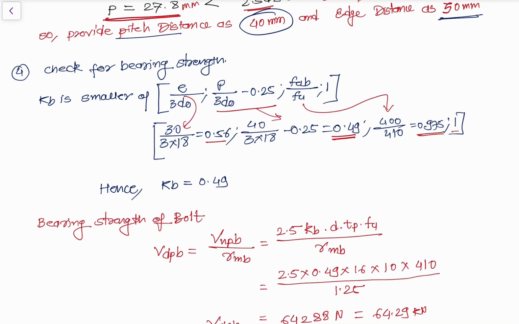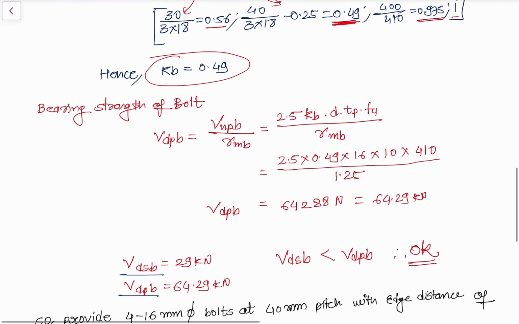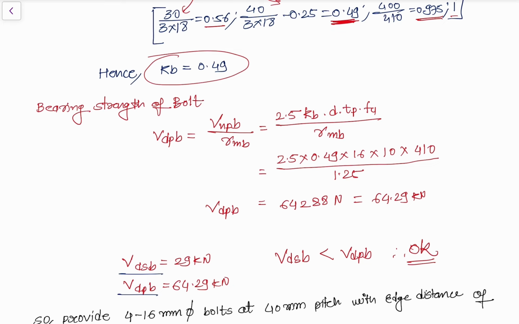So you can see the KB value is, let me just check guys. Okay, KB is 0.49. 0.49 is the smallest value, so I have considered KB equals 0.49. So VDPB will be, putting in all the values, 2.5 into 0.49, D equals 16, TP is the thickness 10, and FU equals 410. I took all 3 values divided by 1.25. So you get VDPB equals 64.29 kilonewton.